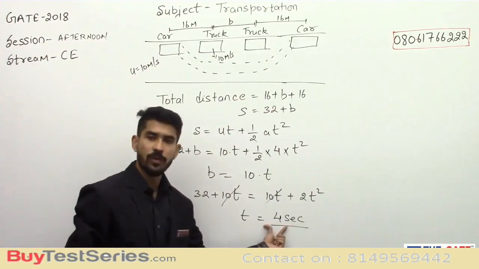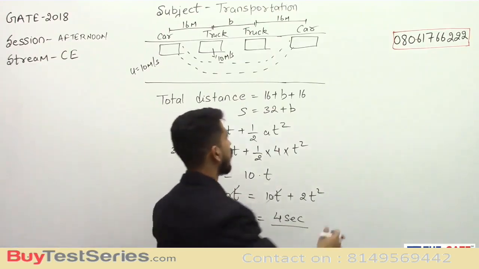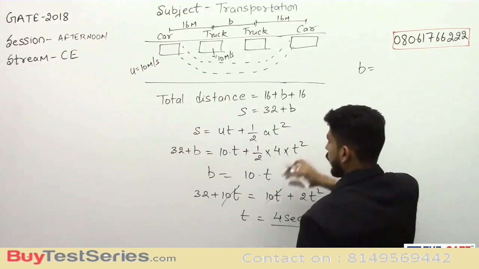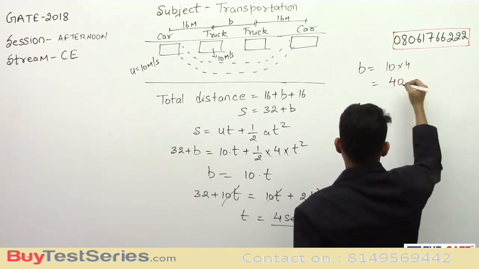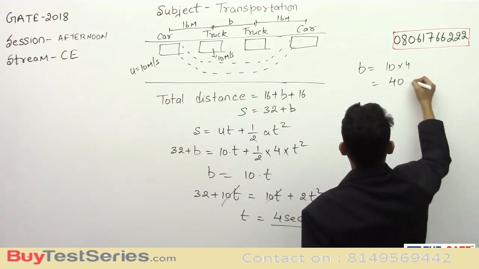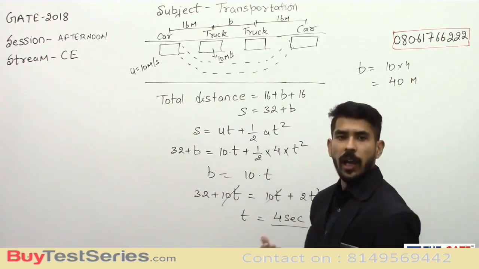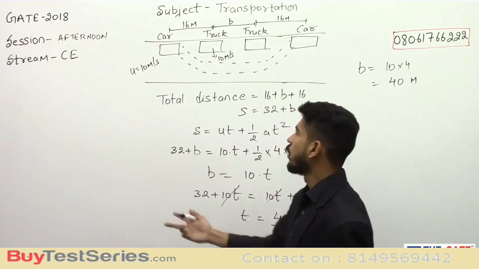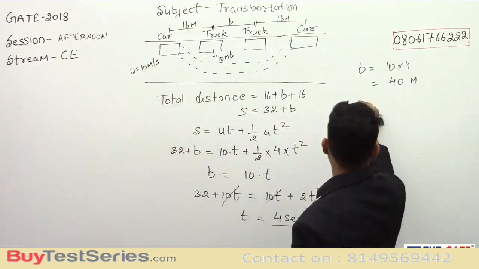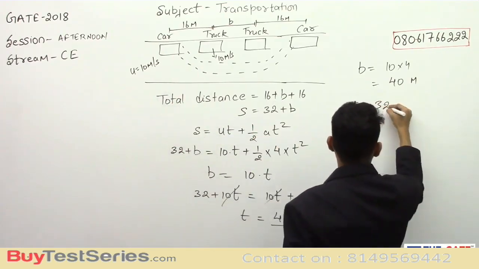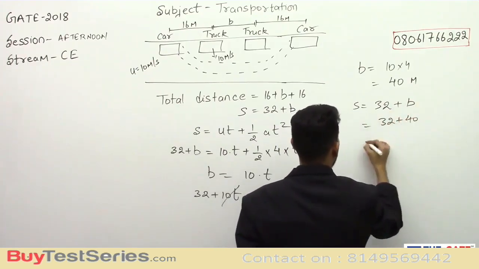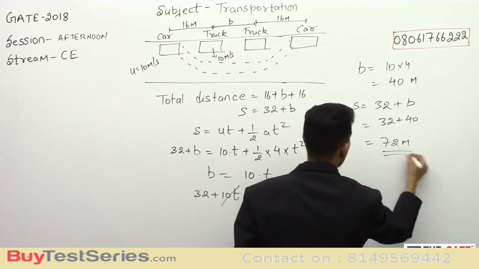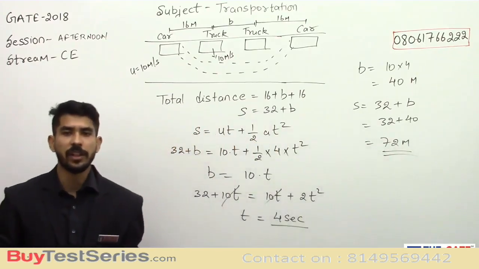If T is equal to 4 seconds, let us substitute over here so we will get the value of B. That means 10 into 4, which is equal to 40 meters. And we have to calculate the total distance traveled by the car, which is S equal to 32 plus B, which is equal to 32 plus 40, that comes out to be 72 meters. So the answer is 72 meters.